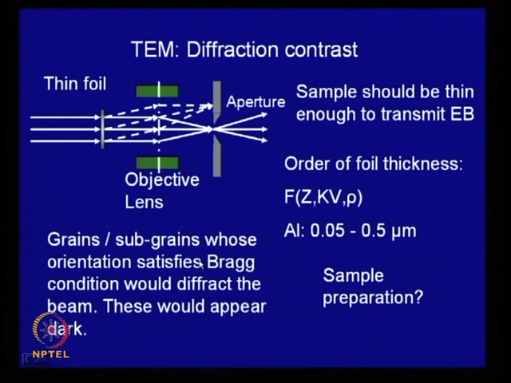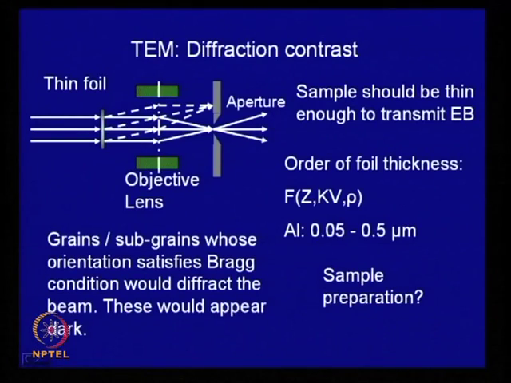Now, how do you get contrast like in an optical microscope, because certain beams are reflected out. So, you get some image contrast in the case of an optical microscope. Now, how do you get a similar type of contrast in a transmission electron microscope is illustrated over here.